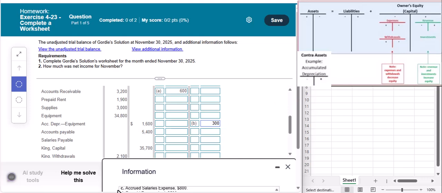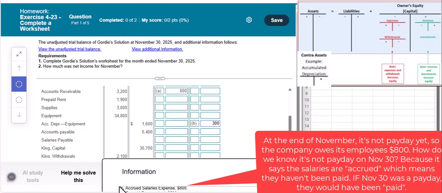Again, this is a contra asset, so it increases with a credit on the right side. Now for transaction C, we accrued salaries expense for $800. Again, we have that keyword of accrued, so we have not yet been paid. So salaries have accrued, they've accumulated, but have not been paid yet. So because they have not been paid, we owe this amount. So we owe salaries to our employees, which means we would need to increase the liability for the salaries payable.